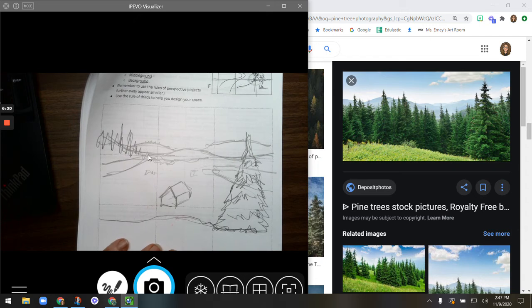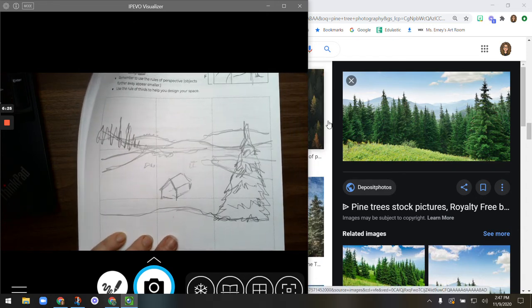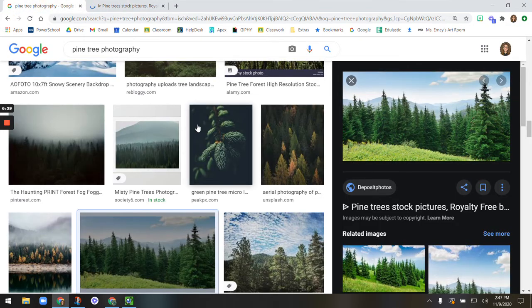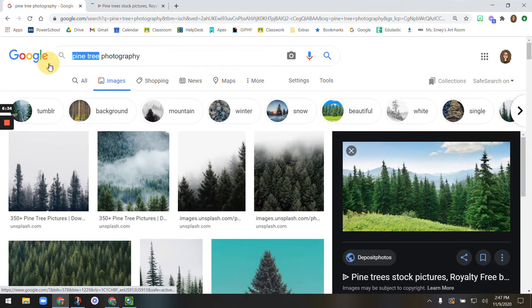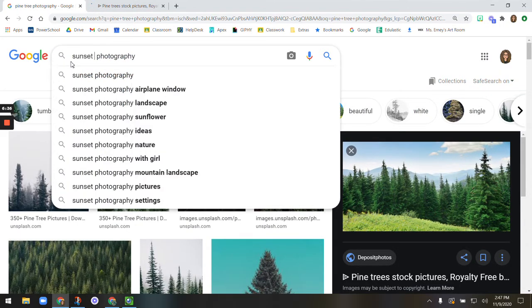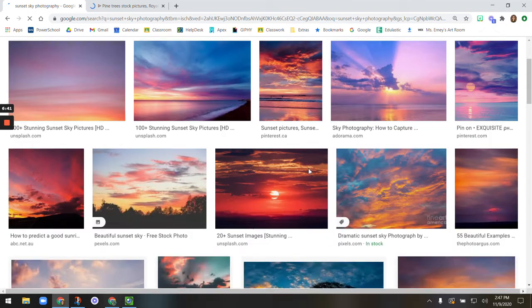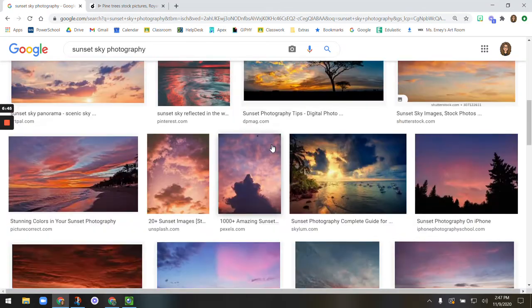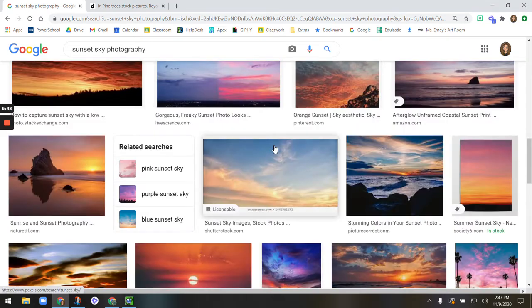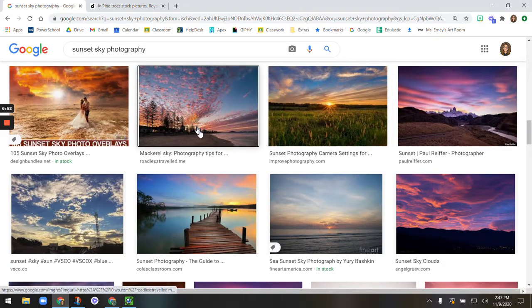The last thing I want to do is figure out my sky with a landscape. It's better to think about it rather than not. So I'm going to type in sunset skies and let's see what I get. I'm going to do a sunset sky. Ooh, some good ones here. Alrighty. I kind of like the clouds in this one, but it's a little on the dark side. I don't think I want to go that dark. This one's cool. I like this sky.